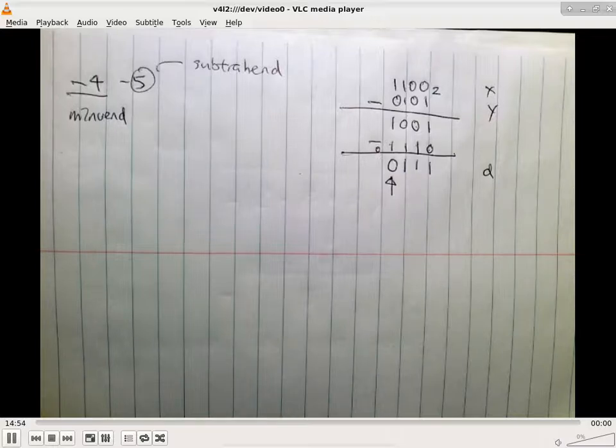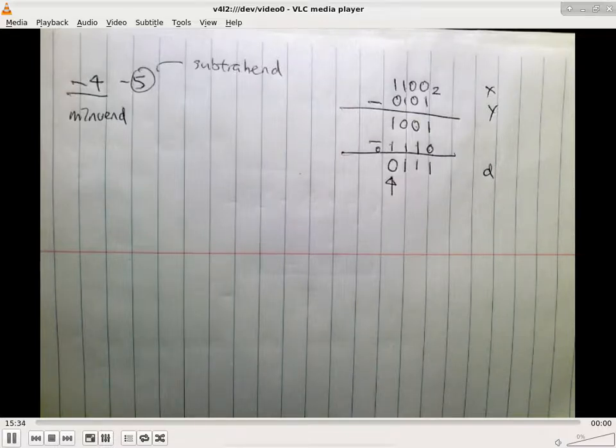Because when the difference is non-negative, our conclusion should be the minuend is not less than the subtrahend. But clearly, -4 should be less than 5. So something went wrong. What went wrong is that the actual value of -4 minus 5 is -9, and -9 is not within the range of values that can be represented by 4 bits.